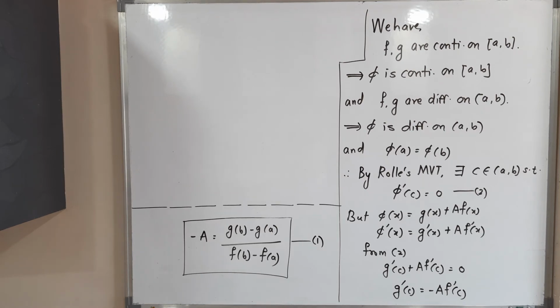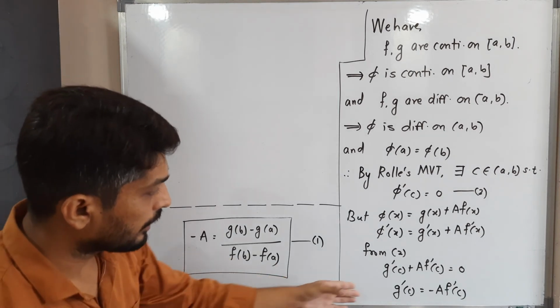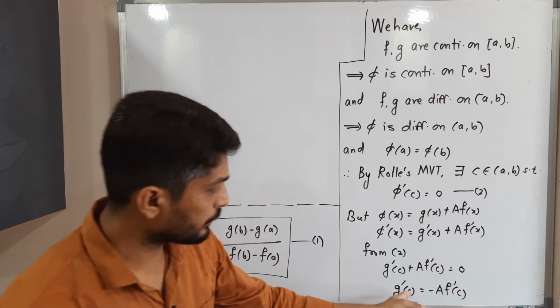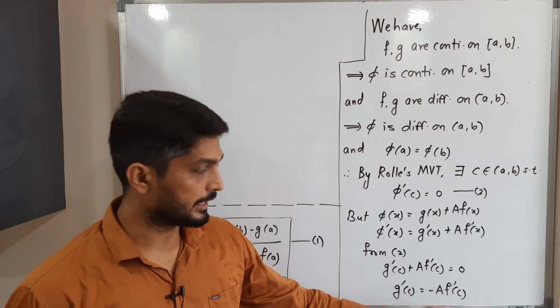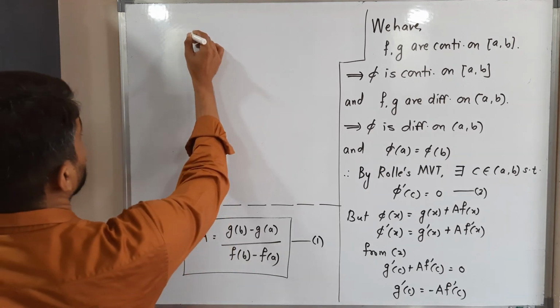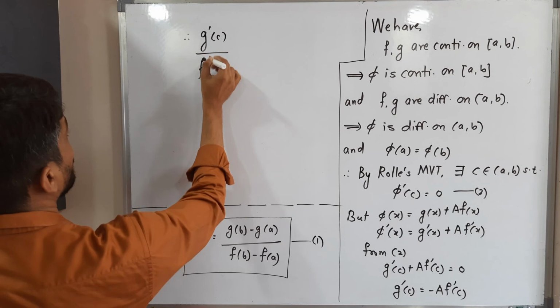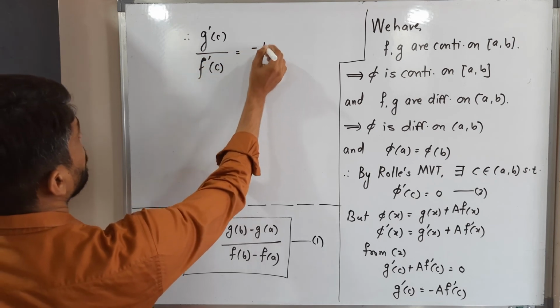So let us continue. See, purposely I have kept this equation number 1 here. We are going to use it now. So that's why. Let us continue here. We have g dash of c is equal to minus A f dash of c. Let us shift f dash of c on left hand side. It will be in denominator. G dash of c upon f dash of c is equal to minus A.